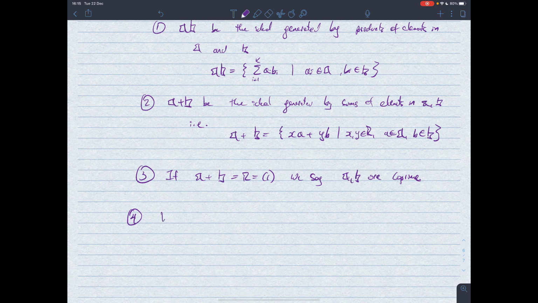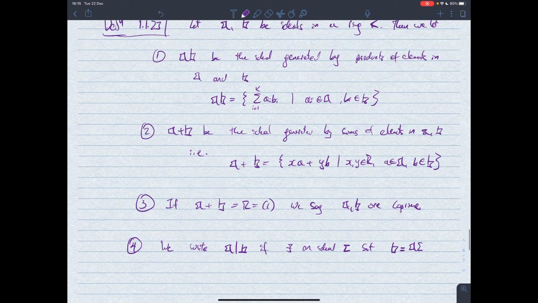Lastly, we write A divides B if there exists an ideal C such that B equals A times C. This is my multiplication of ideals, as I've defined in part 1.